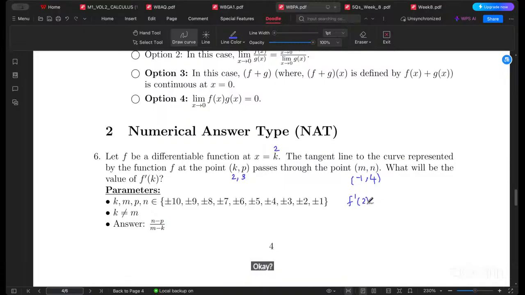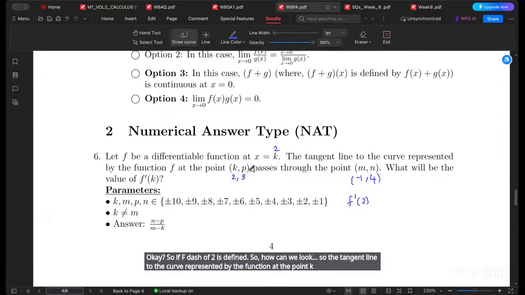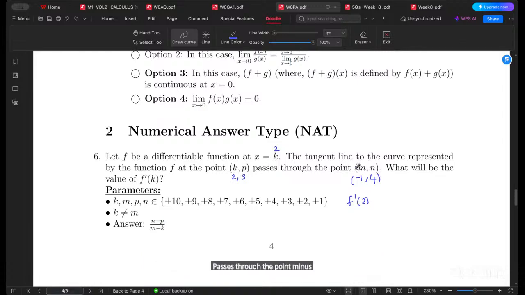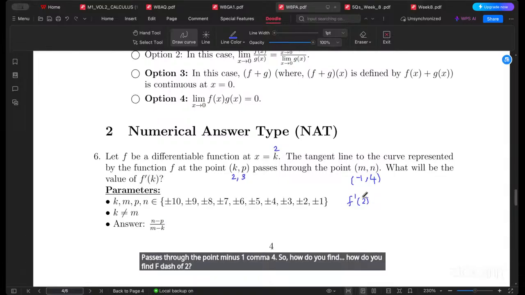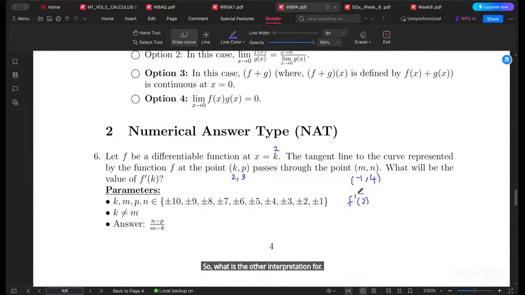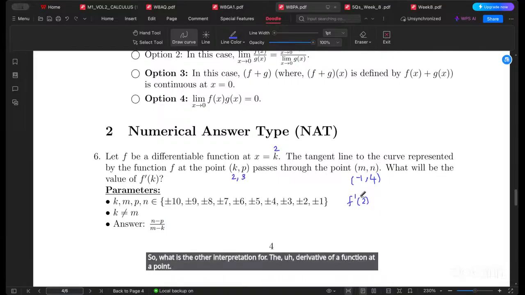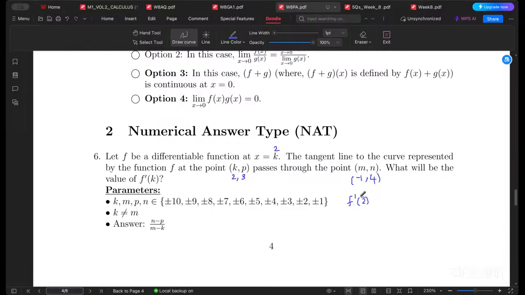So if f dash of 2 is defined, how can we look? The tangent line to the curve represented by the function at the point k comma p passes through the point minus 1 comma 4. So how do you find f dash of 2? What is the other interpretation for the derivative of a function at a point, based on the tangent? Slope of the tangent. Exactly.